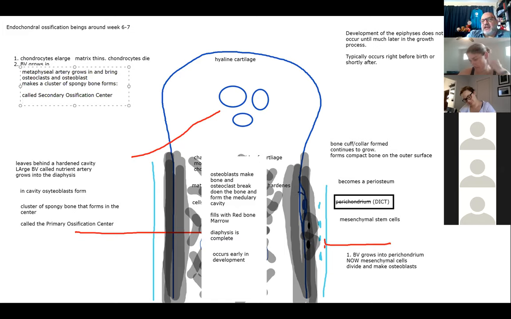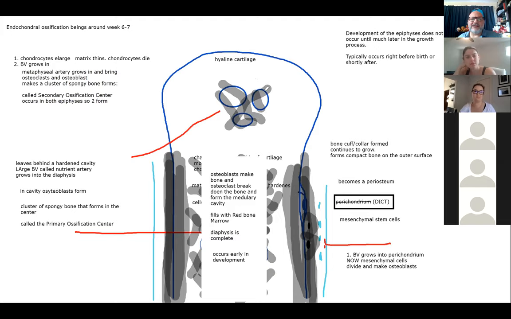How many primary ossification centers form in a long bone? One. How many secondary ossification centers form in a long bone? More than one. Two, because there's two epiphyses, right? If we think of our long bone, there's two epiphyses, and even though we're only seeing it on one end, it has to happen in both, so occurs in both epiphyses. So two form. And that's how I remember. One primary happens first, secondary happens second, but also one primary, two secondary. So we are going to form all of this spongy bone here in our epiphysis, our secondary ossification center.